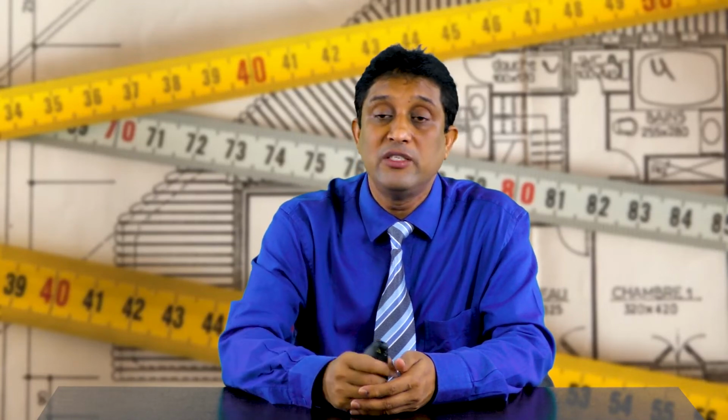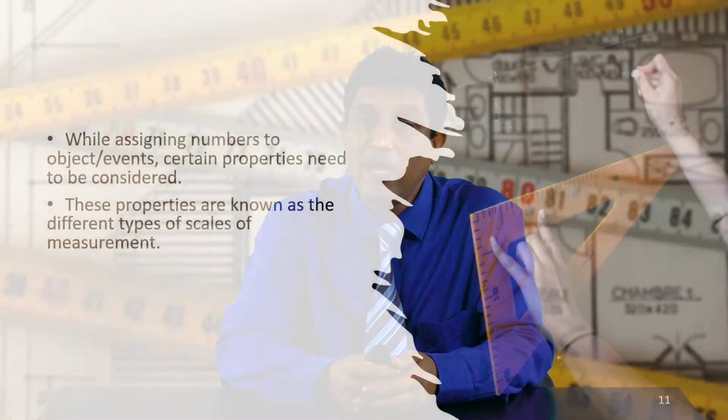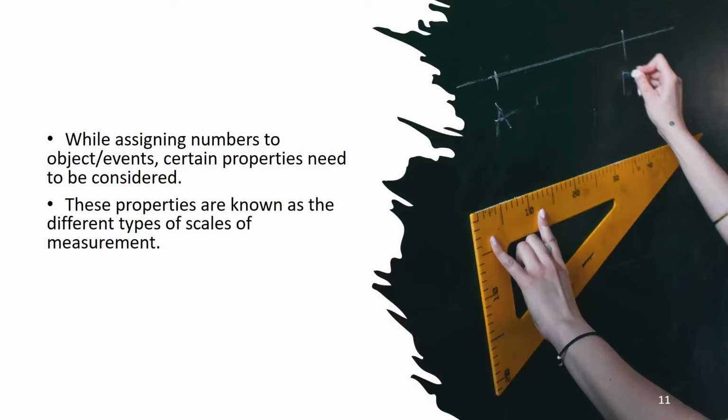That means it may be in terms of marks of the learners, and it may be in terms of certain grades of the learners. So what we are doing here is just assessing the performance of the students. So that is, we can say, measurement. Then while assigning numbers to objects or events, certain properties need to be considered. So we use certain properties.